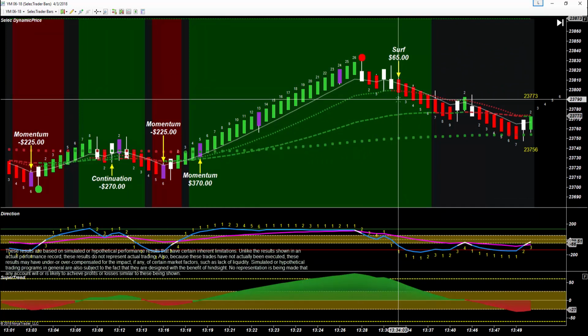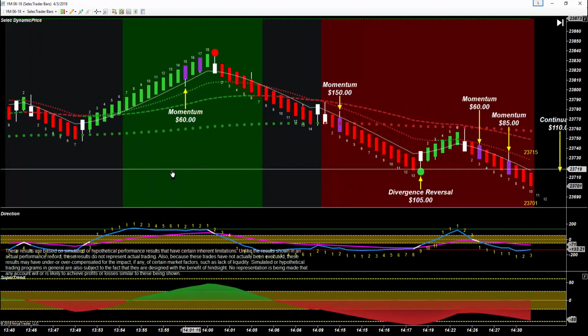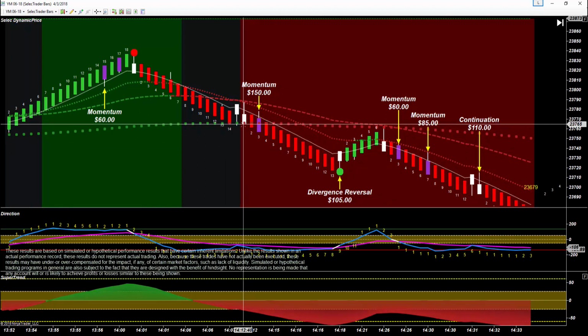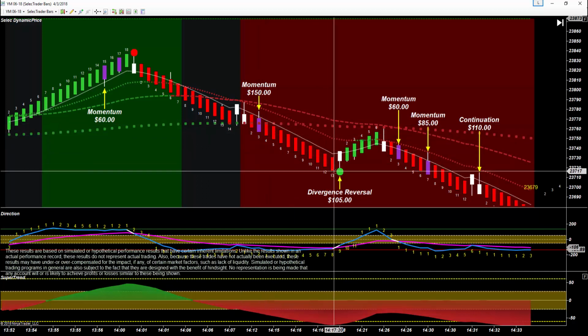We have a surf on the way down that hits a profit target and grabs an extra tick with the runner. Then we have a momentum long at 13.59 that hits profit target. Now we can't take the continuation on this bar because the entry price is right on the 200. We can hop in on this momentum, however, and take part in the rest of the run.